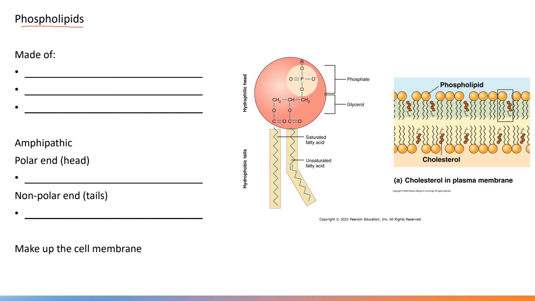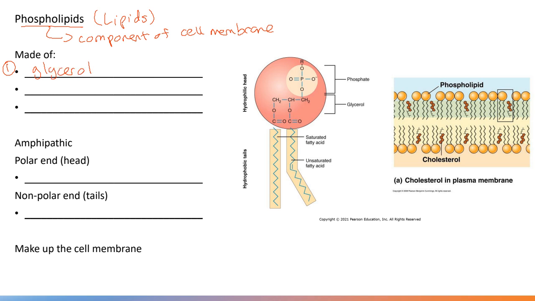And finally, phospholipids, which are also lipids. And these are going to be very important because these are the main component of your plasma membrane. So main component of cell membrane. All right. What are phospholipids made up of? They're going to be made of three things. One, a glycerol molecule.